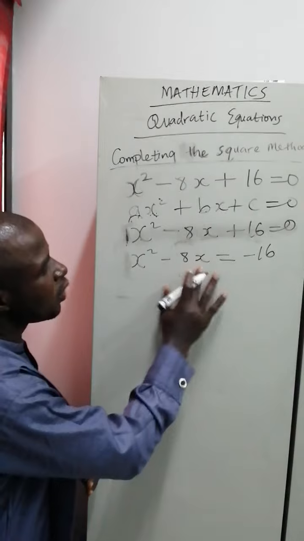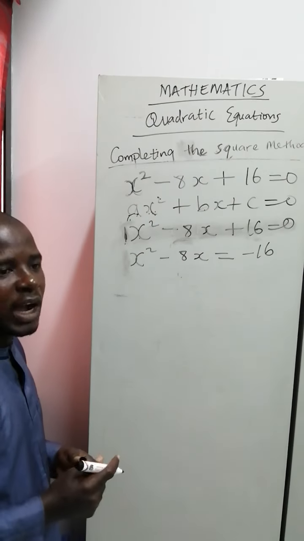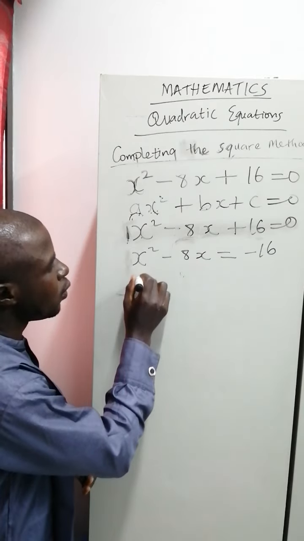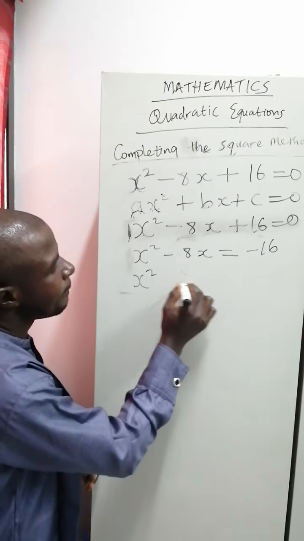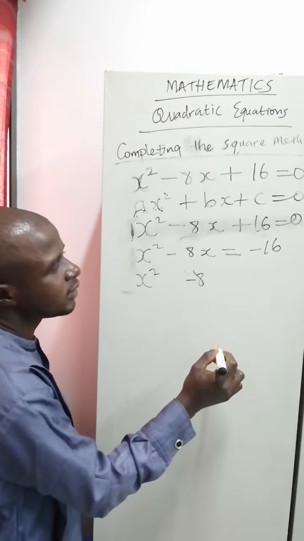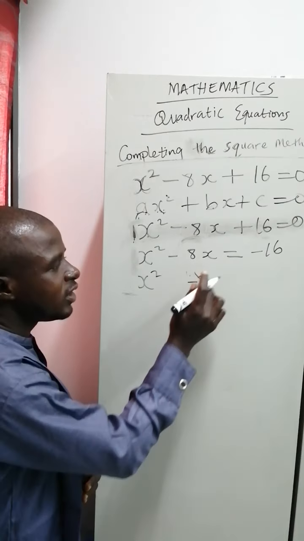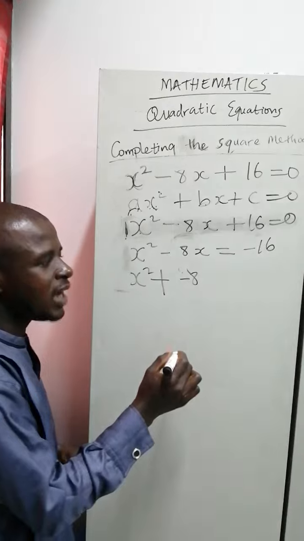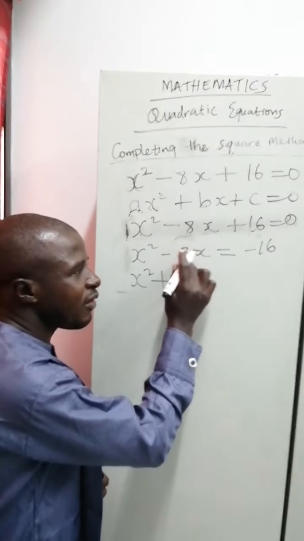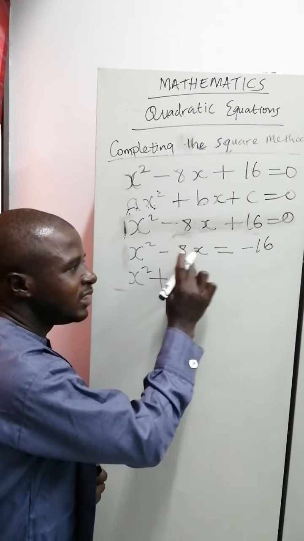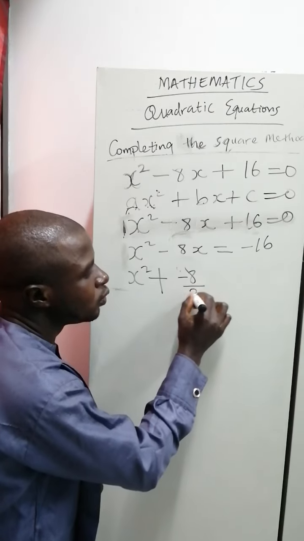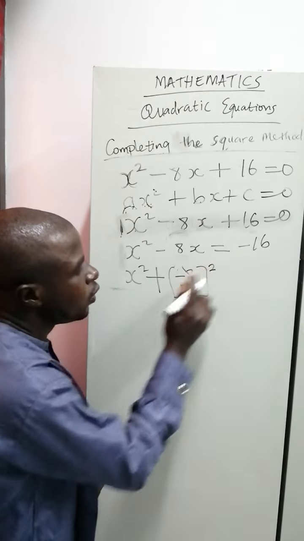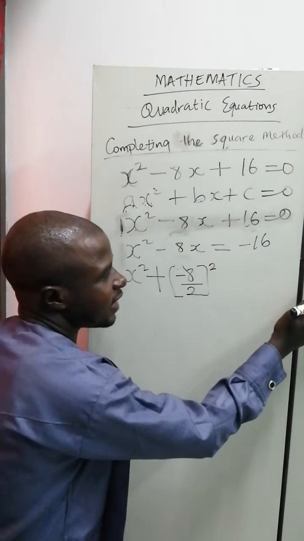Step number 3 is to look at our b. You look at b. What's our b here? Our b is minus 8. So we have x squared minus 8. Are you getting it now? So this minus 8, you have to add it to this side. You divide whatever you have as b. This b, you divide it by 2. You square the result. You add it to this side and the other side.